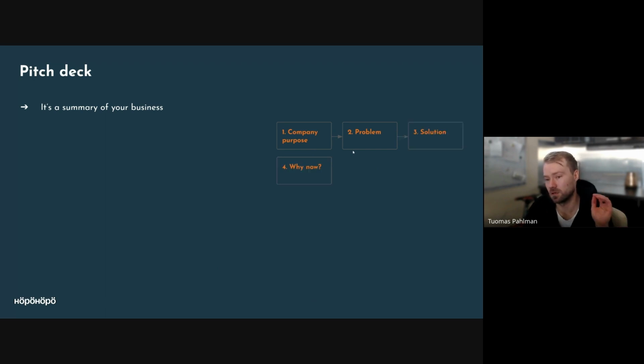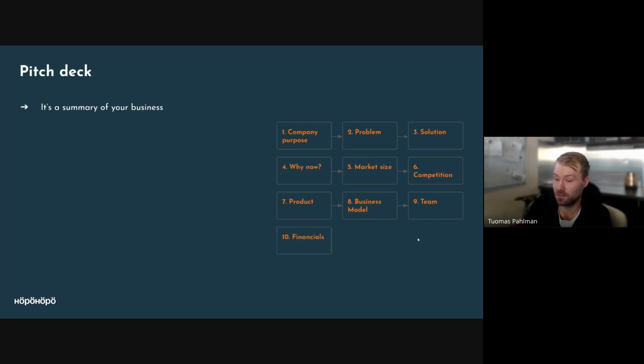Then you start with the problem and solution, explain why now is a good time for the problem and solution, tell about the market size, the competitors in the market, more details about your product, your business model, how you're going to make money, and naturally the team, and finally the financials. I think these are in 90% of the models you will see on the internet. The order can change, and it's not that important what the actual detailed order is, but try to use roughly this route.